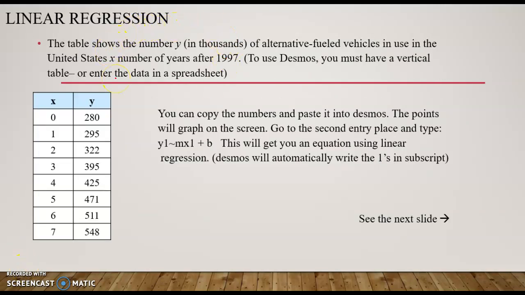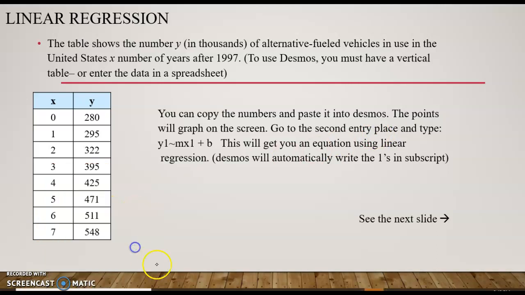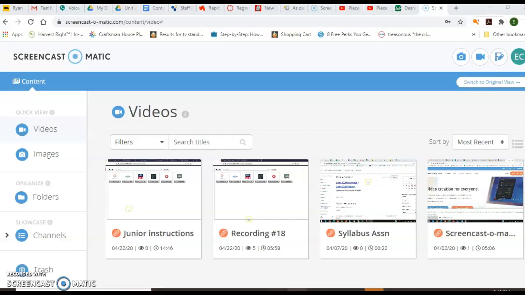This is another linear regression. The table shows the number Y, in thousands, of alternative fueled vehicles in use in the United States X number of years after 1997. To use Desmos, you must have a vertical table or enter the data in the spreadsheet. So you can do it in a spreadsheet and then paste it, or you can just type it into Desmos. And I think I've been showing you guys that in class and on videos.